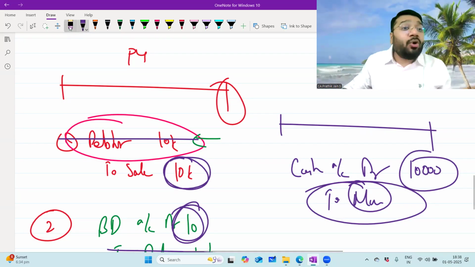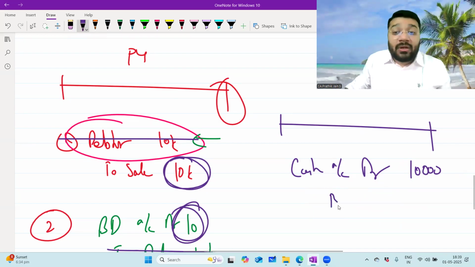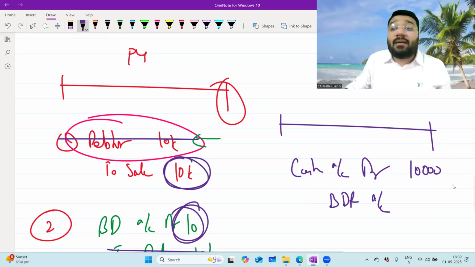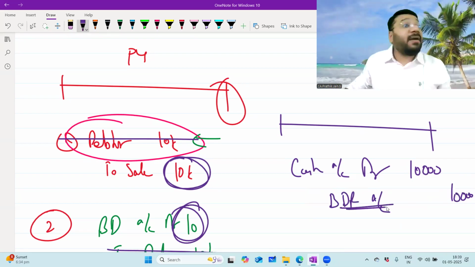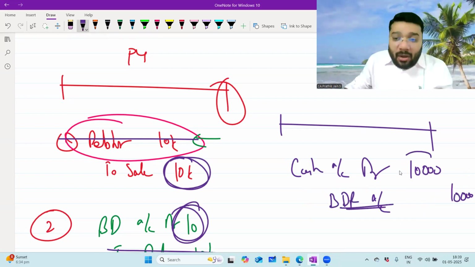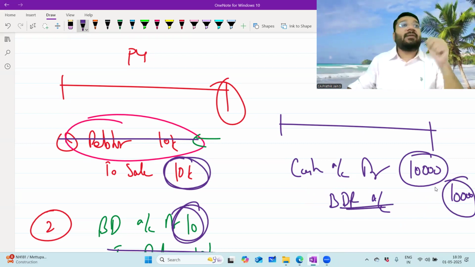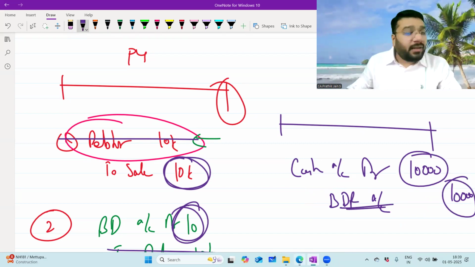So this will directly go to an income called bad debt recovered account. Credit all income and gain. So what is the nature of bad debt recovered account? It is a nominal account. Credit all income and gain. So the 10,000 rupees you're receiving is your gain. Any problem here? So cash account debit to bad debt recovered.